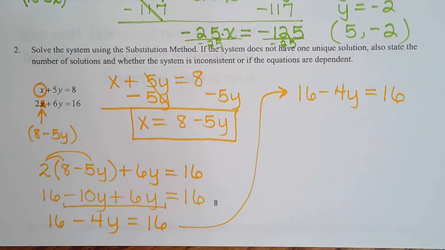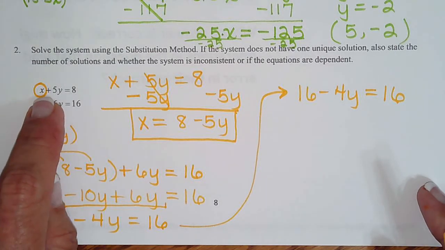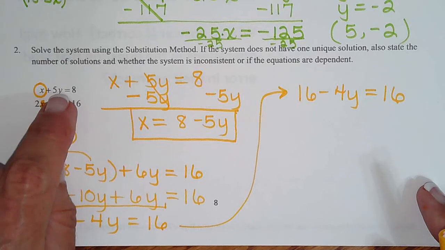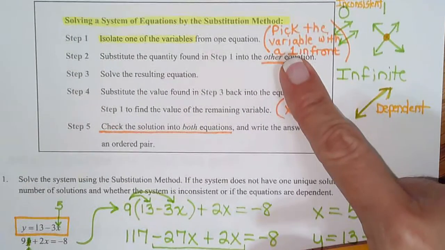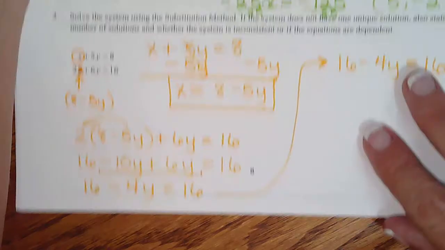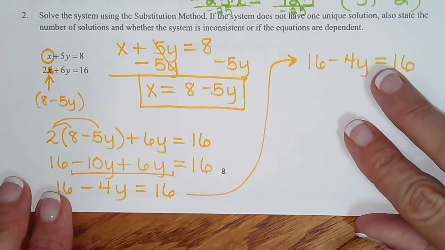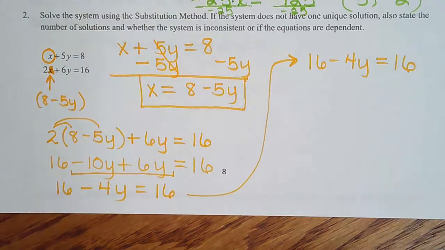We're right in the middle of number 2 on page 8 of your 3.2 notes. We had first to get x alone. So we picked x because it's the only variable that has a 1 in front, and we made a note up here: pick the variable with a 1 in front. So that's why we picked x. It wasn't random. It's the only one that had a 1 in front. That one has a 5, that has a 2, that has a 6.